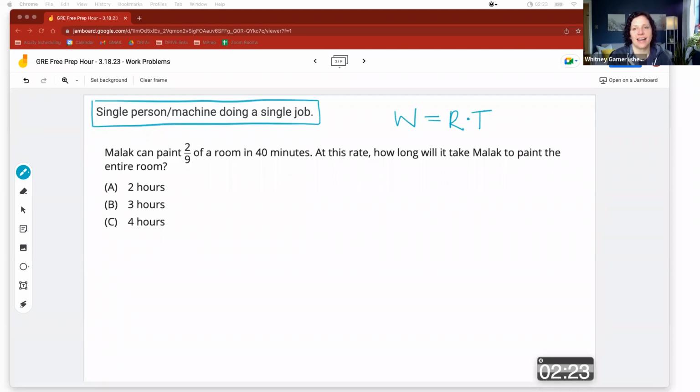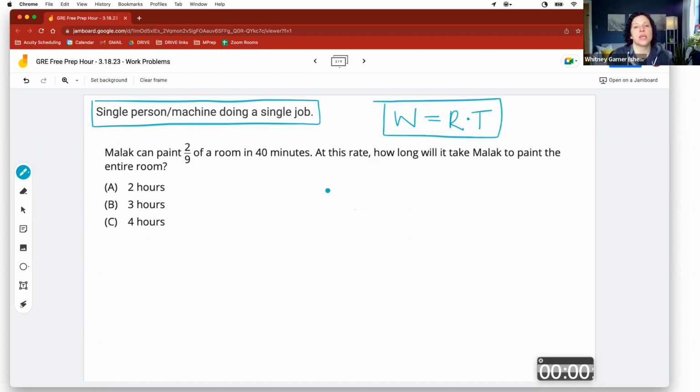Okay, all right. So send me an answer privately if you haven't already. Great. So when we've got our work equals rate times time, we're really only going to use this for a single machine or a single person.